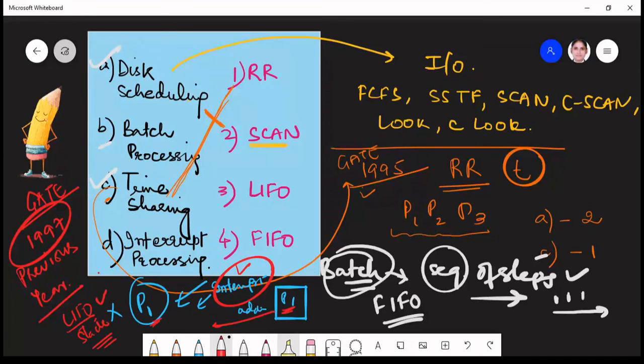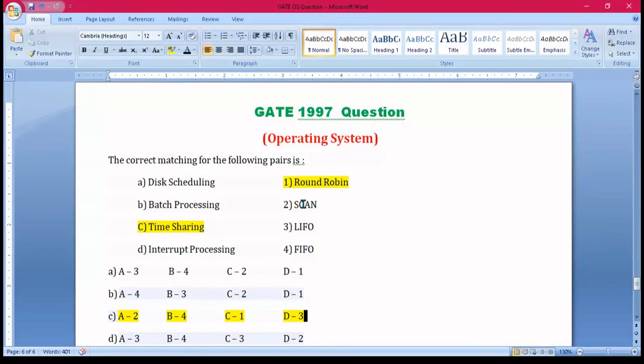So whenever we talk about interrupt processing, the concept is LIFO and the data structure is stack. In this way, we understood all the options available. But the right technique is, if you are very sure about one or two options, and according to that you find the suitable answer, just go with the answer and devote your time to other questions.